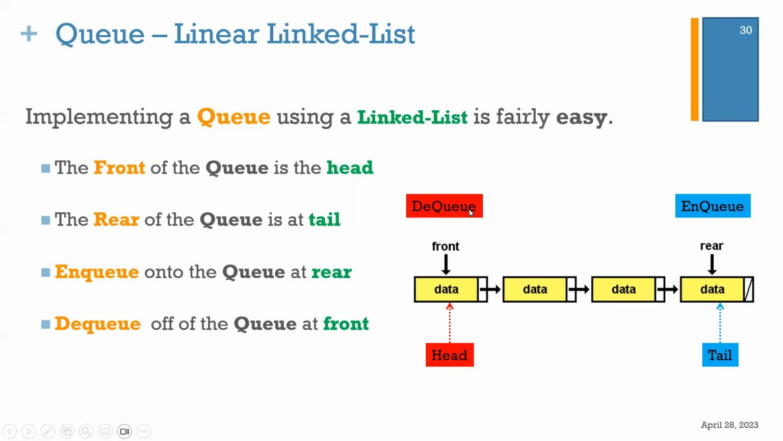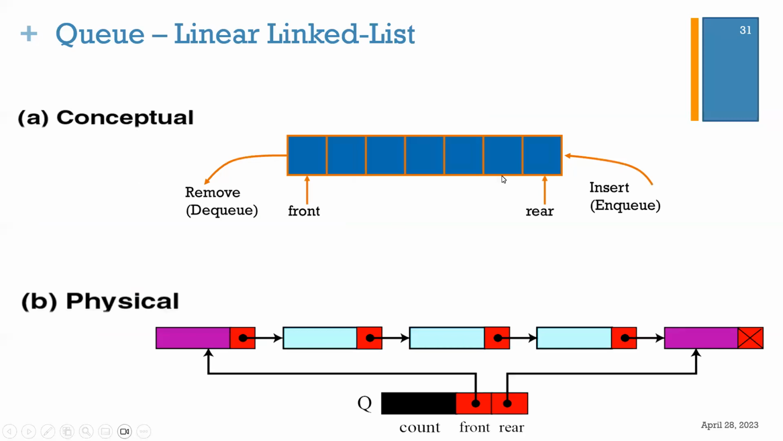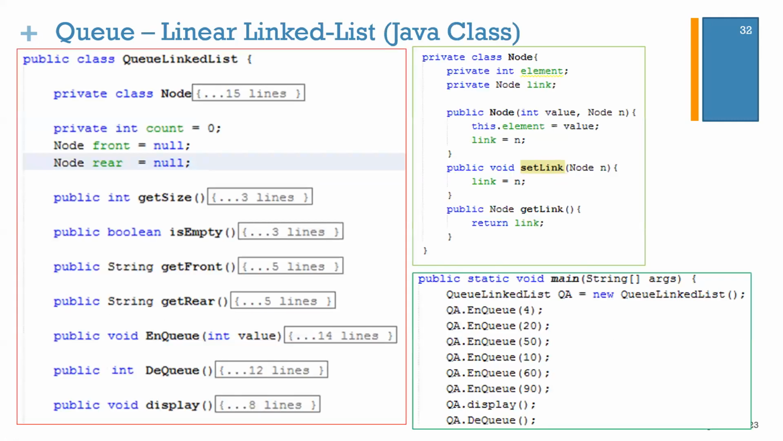DQ means remove. So we need to remove the first element from the linked list. Everybody knows the actual, conceptual, and physical linked list, so we don't need to stop here. That's just for front and rear here. The front is the head, the rear is the tail. So for NQ, the rear will move to the next added node. For DQ, the front will move to point to the next element. So this is the implementation using a linked list.